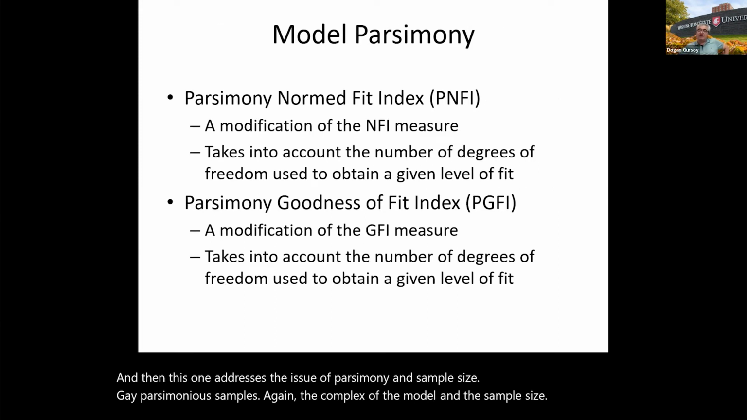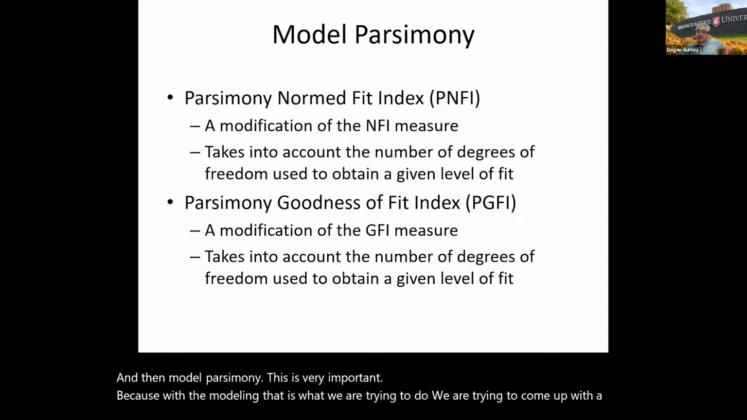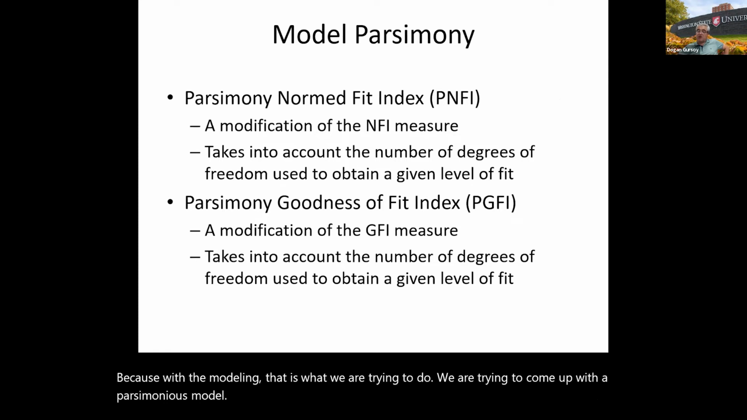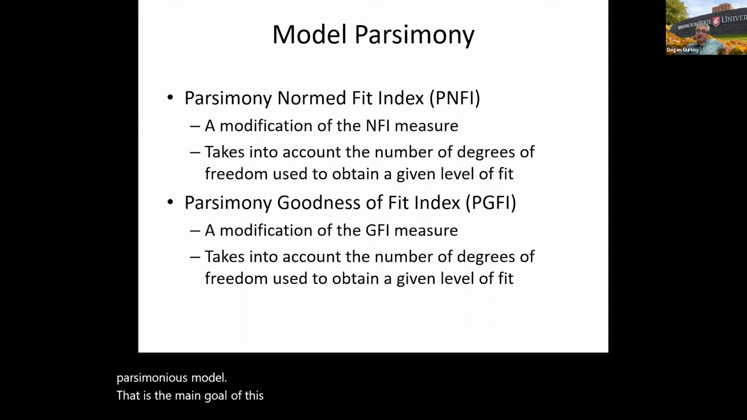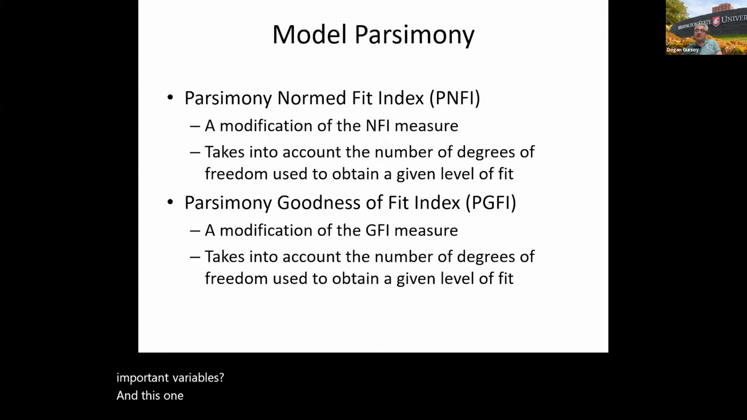And then model parsimony. This is very important because with modeling, that is what we are trying to do. We are trying to come up with a parsimonious model. That is the main goal of this modeling. You want to identify the most important constructs, the most important variables. And these indices tell us which model is more parsimonious than the other one.